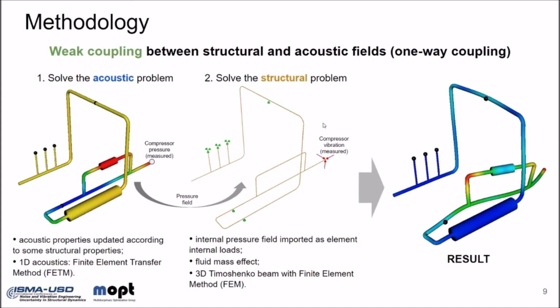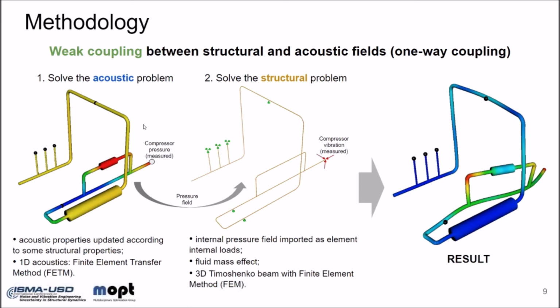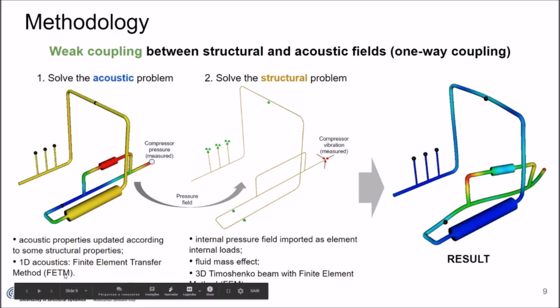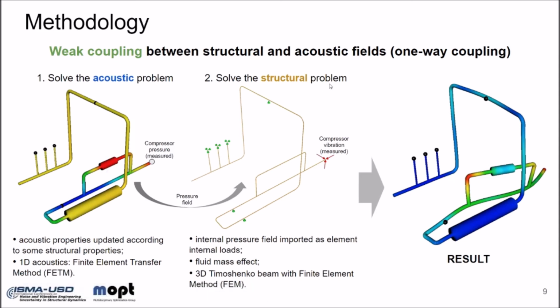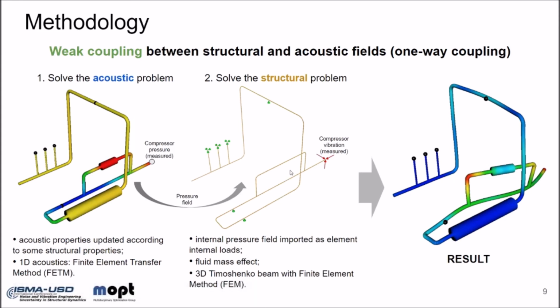Besides that, we are considering a weak coupling between structural and acoustic fields, one-way coupling, where firstly we solve the acoustic problem with acoustic properties updated according to some structural properties, and considering 1D acoustics with the finite element transfer method, FETM. After this, we solve the structural problem considering the internal pressure field imported as element internal loads with fluid mass effect, and using 3D Timoshenko beam with the finite element method, FEM. So we have the final result.